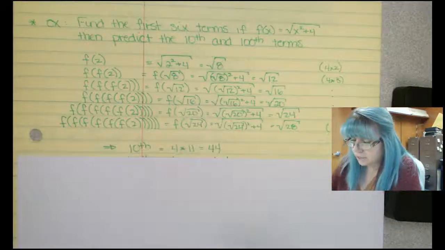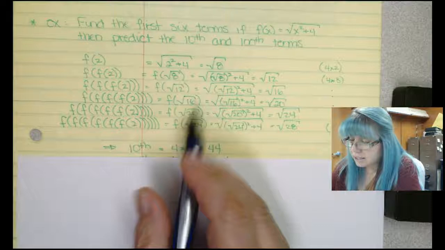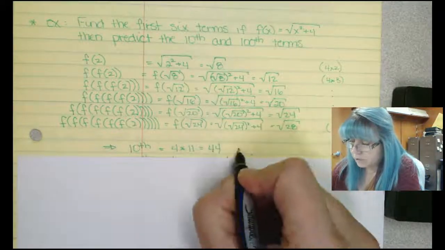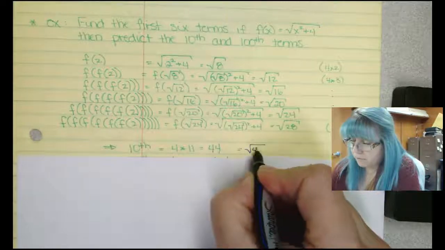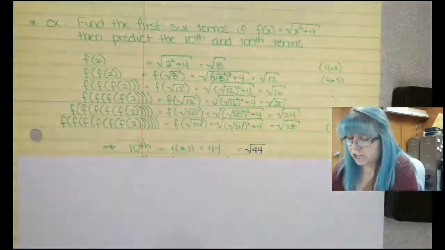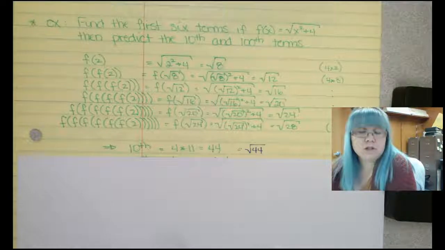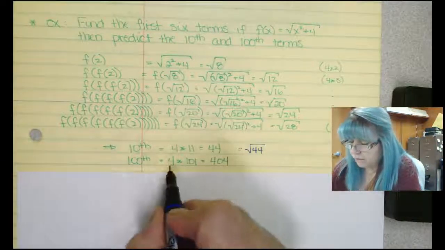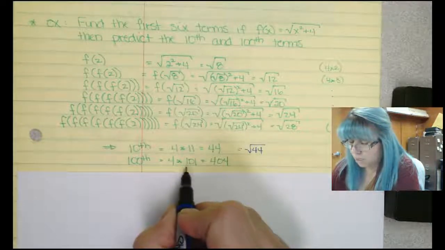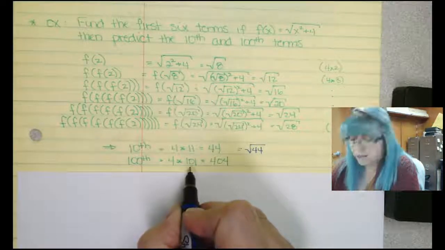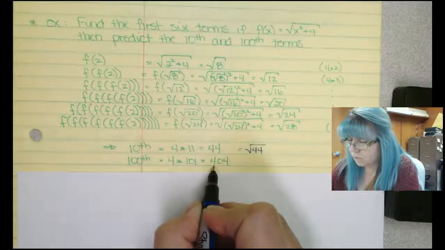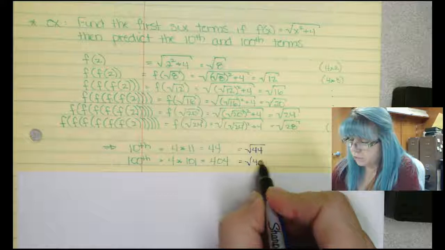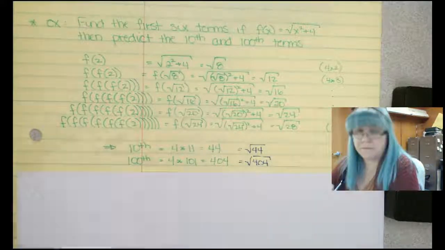Therefore, the 10th term is going to be 4 times 11. In other words, the square root of 44 will be our 10th term. And our 100th term will be 4 times 1 more than 100, which is 101. And 4 times 101 is 404. Therefore, our 100th term will be the square root of 404.